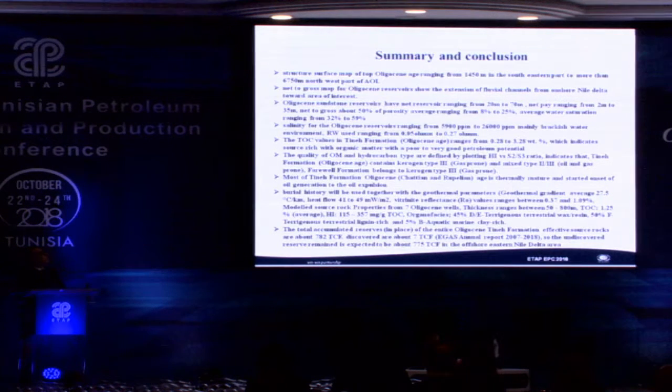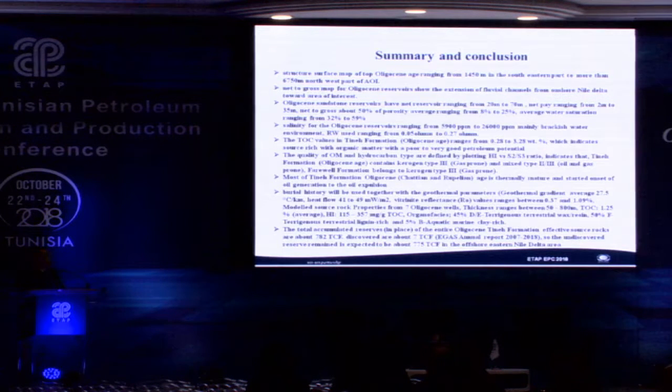Summary and conclusion. The structure surface map of top Oligocene ranges from 1,450 meters at the southeastern part to more than 6,750 meters in the west part of the area of interest.